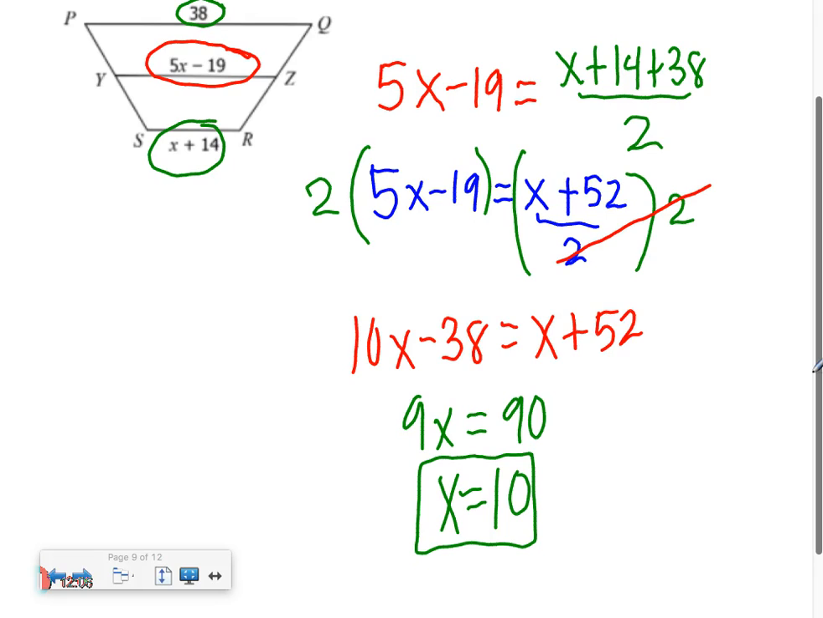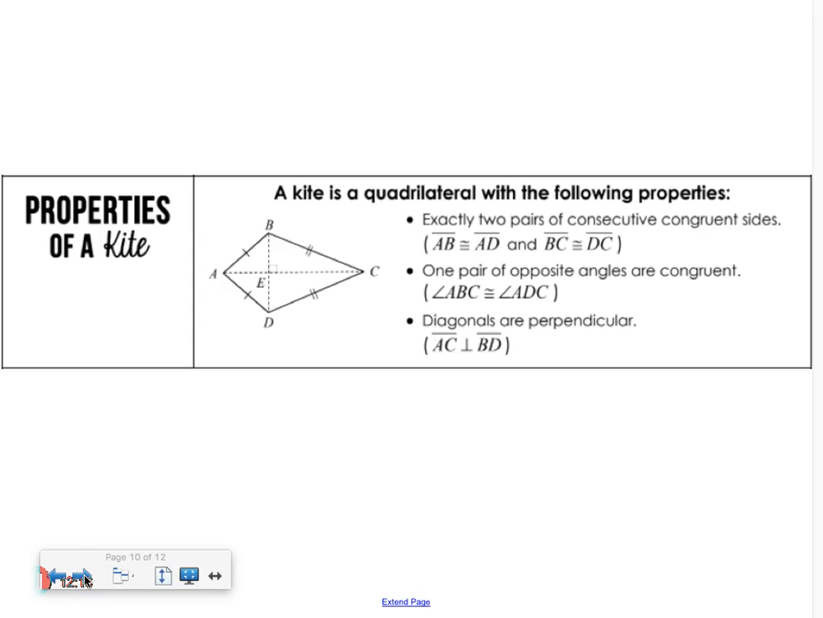So that's trapezoids in a nutshell. Should we go on to kites, our last one for the chapter? Maybe we could. So kites are weird because they don't really follow any of the other patterns like our other shapes do. But we have 2 pairs of congruent sides. So AB is congruent to AD, and BC is congruent to DC.